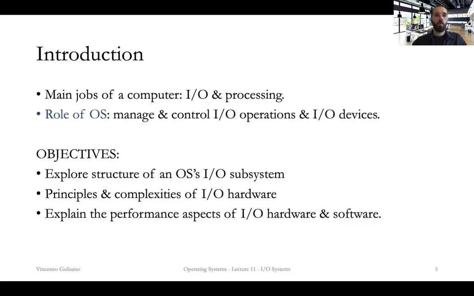So what we will do in this lecture is discuss and explore a bit the structure of the part of the operating system that is about input-output. We will see why there are, as always, trade-offs and complexities also when it comes to that part of the operating system, and discuss a bit performance. We will see why choices we have or choices we make at the operating system level and at the hardware level have an impact on performance.